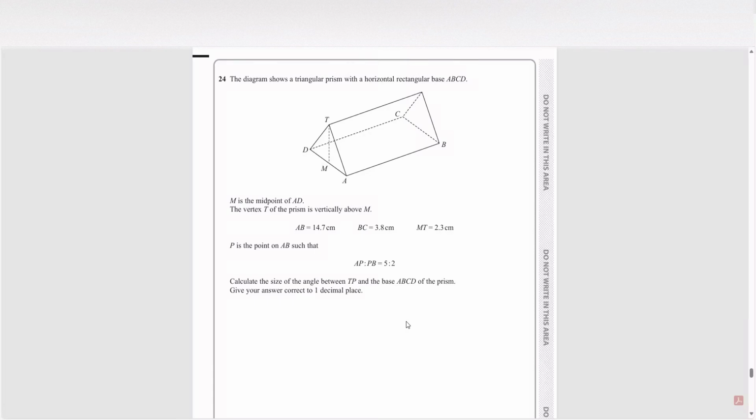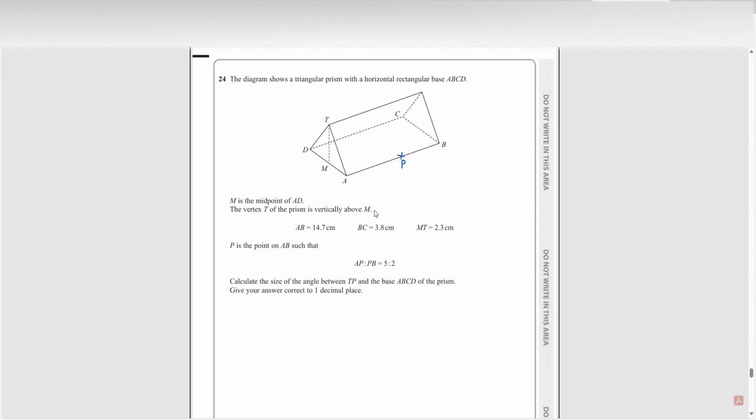Okay, question 24. So we've got some 3D trig. So we have some information there, and our task is to calculate the size of the angle between TB and the base ABCD. So first off, we try and figure out where P is. It says P is a point on AB such that AP to PB is in the ratio of 5 to 2. Okay, so if we place it approximately there, that's going to be point P.